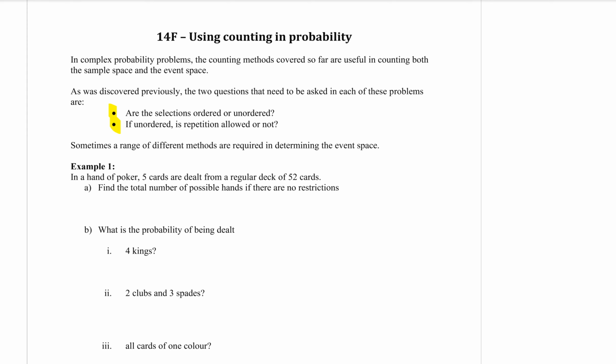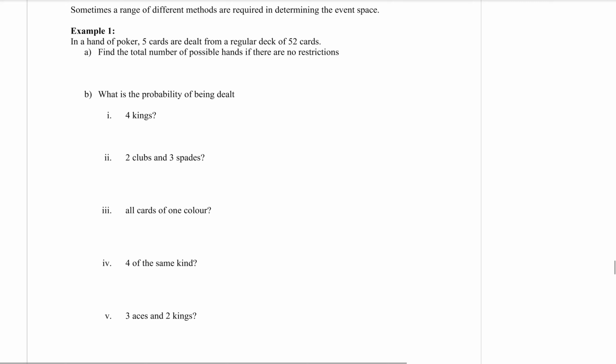Into the examples. In a hand of poker, five cards are dealt from a regular deck of 52 cards. Find the total number of possible hands if there are no restrictions. That's a good place to start. If we're going to be doing probability, we always need to know the total number of ways first. There are 52 cards in a deck. The order that they're dealt out in is not important, so it's going to be a combination. We're dealing five cards, so 52C5 would be the number of different ways you could deal out five cards.